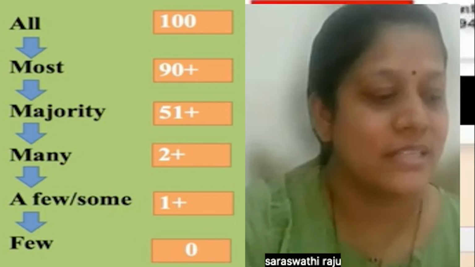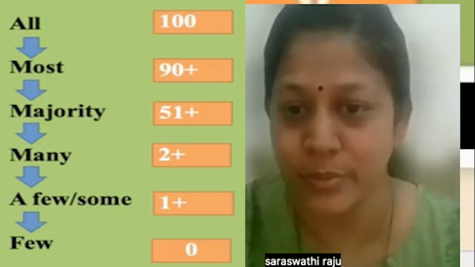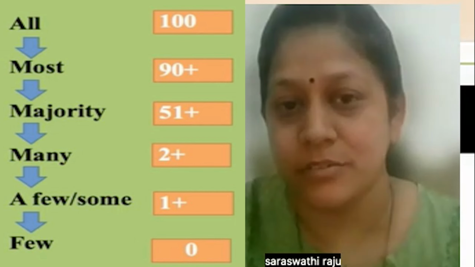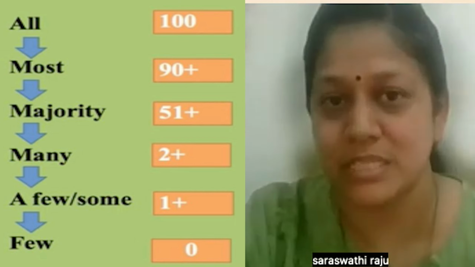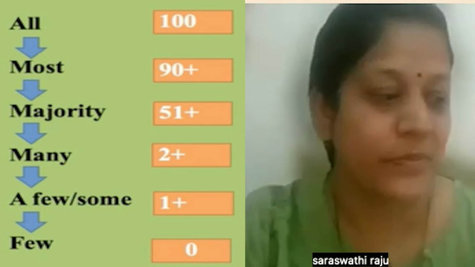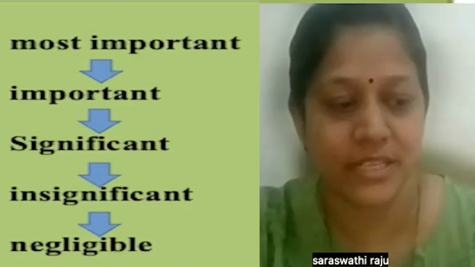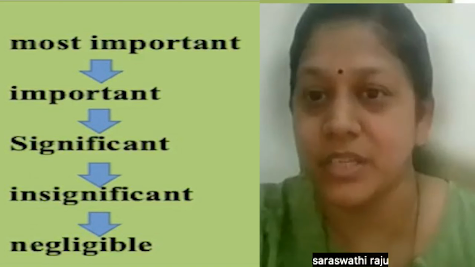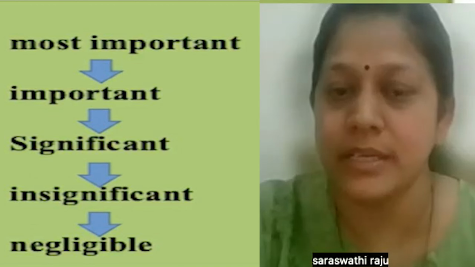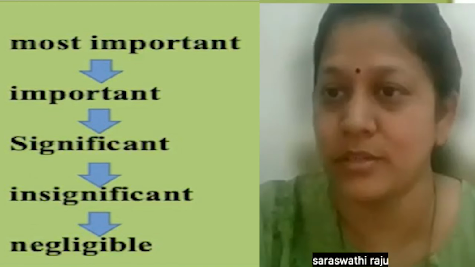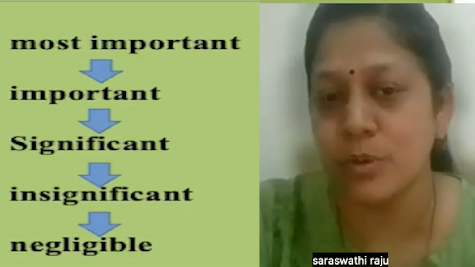Next one is almost, majority. A few means 0, I mean negative. A few is 1 plus. Many is 2 plus, majority 51 plus, most 90 plus, all 100. The next most important one is significant, insignificant. These are all not the same. In the text maybe they will say it is important, but they will also give most important.